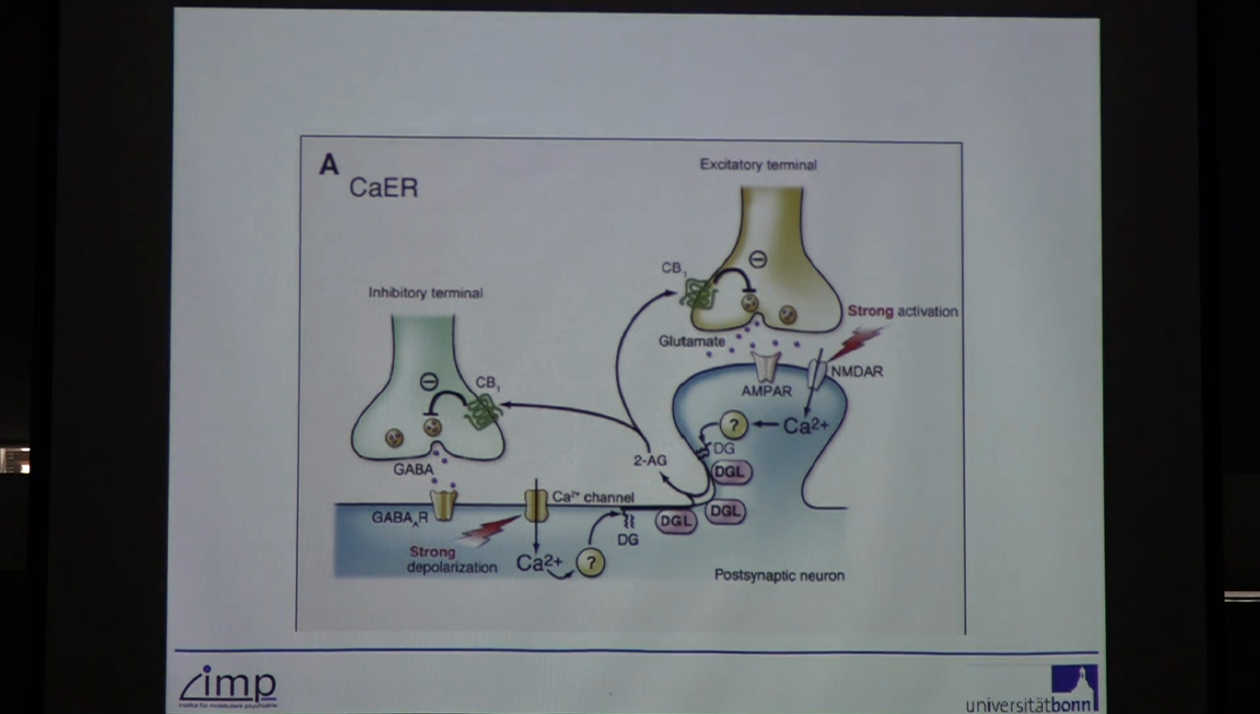So now, after almost two decades or a decade and a half of research, we understand the function of the endocannabinoid system in the brain quite well. Let me explain how we think the endocannabinoid system works. Shown here is an excitatory glutamatergic synapse. This is the presynaptic terminal. This is the postsynaptic terminal. And you can see that glutamate is released from the presynaptic terminal and acts on ionotropic receptors, AMPA and NMDA receptors.